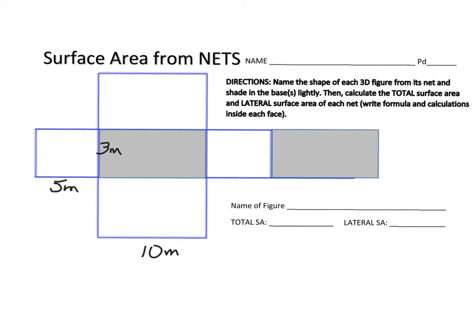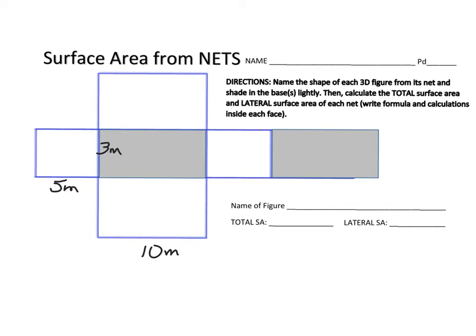Okay, so make sure you're following directions. Name the shape of each 3D figure from its net and shade in the shape basis lightly. In this case, because it's a rectangular prism, we did not let you choose, we shaded it for you. Then you're going to calculate the total surface area and lateral surface area for each net. Make sure to calculate inside each face.